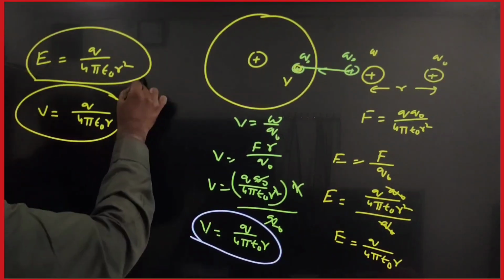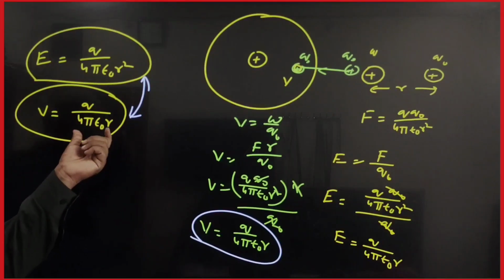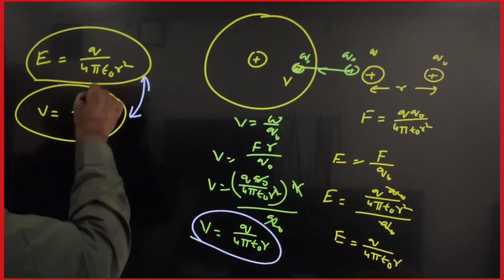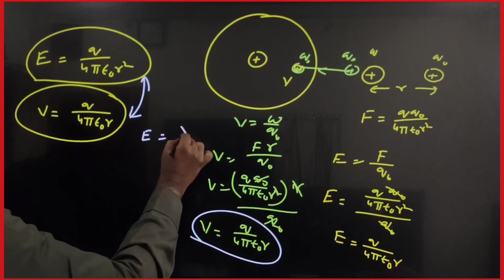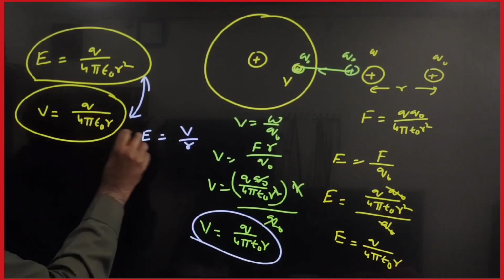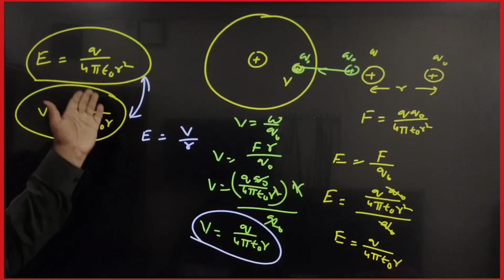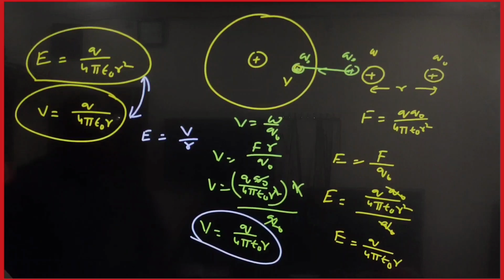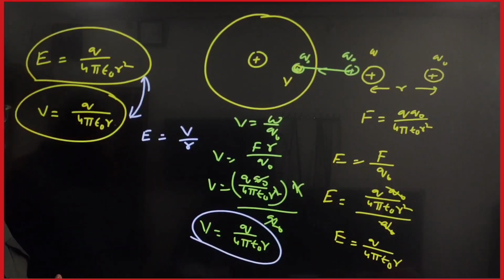So what is the difference between these two formulas? In V, in the denominator one R is less. Here R square, here R is there. Therefore, if you want to make electric field intensity equal to V, if you divide V by one more R, you will get R square, isn't it? So V divided by R will become equal to electric field intensity. So what is the relation between electric field intensity and electric potential? E is equal to V by R.